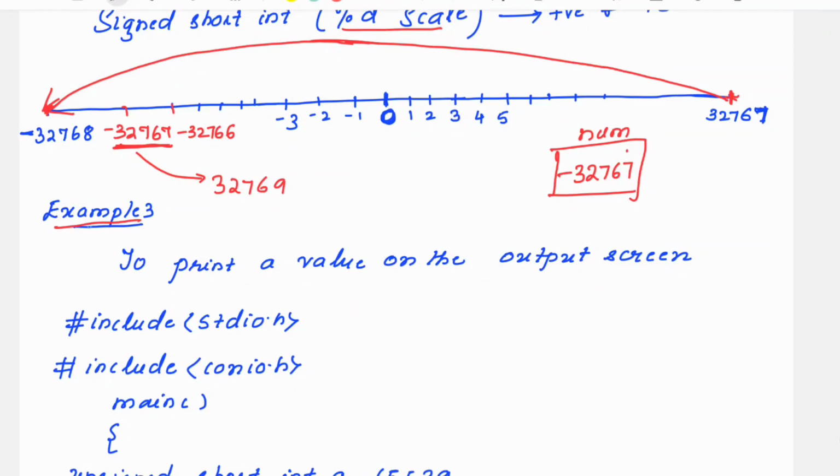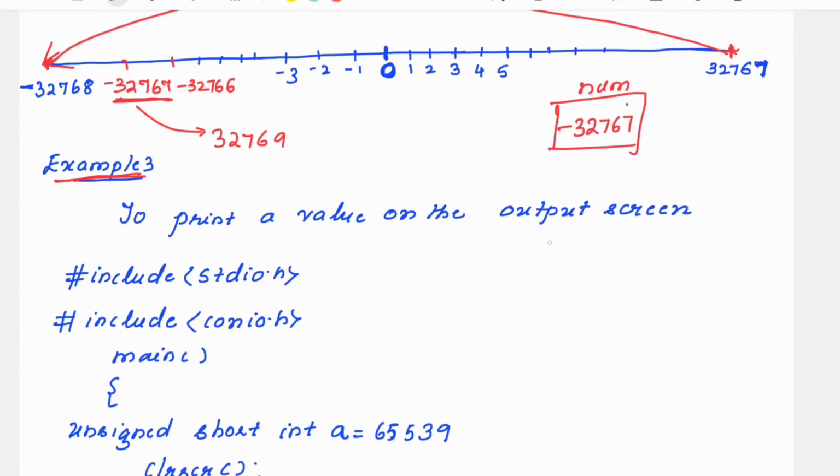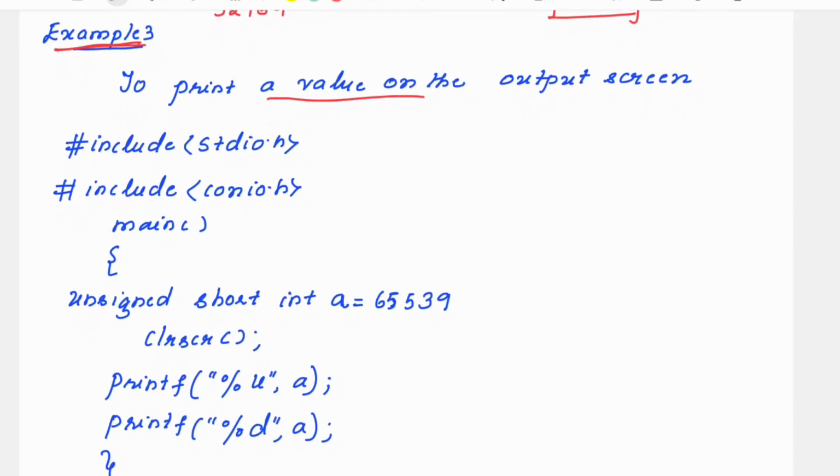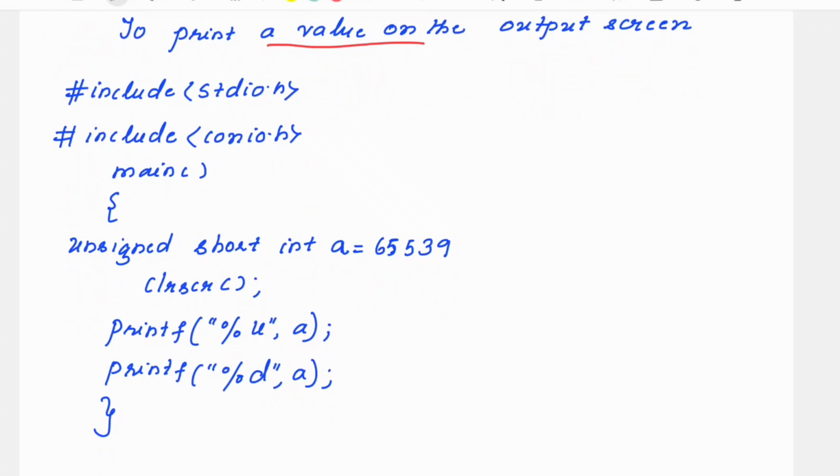The next, we will take example 3. Once again it is used to print a value. All the programs are used to print a value on the output screen only. But here we wanted to check what value you give and what value gets printed in the output. So in example 3, what I have done is, I have declared unsigned short int.